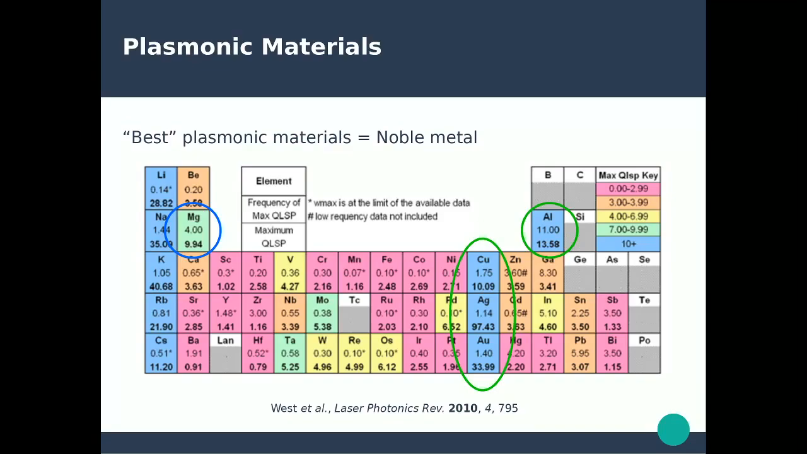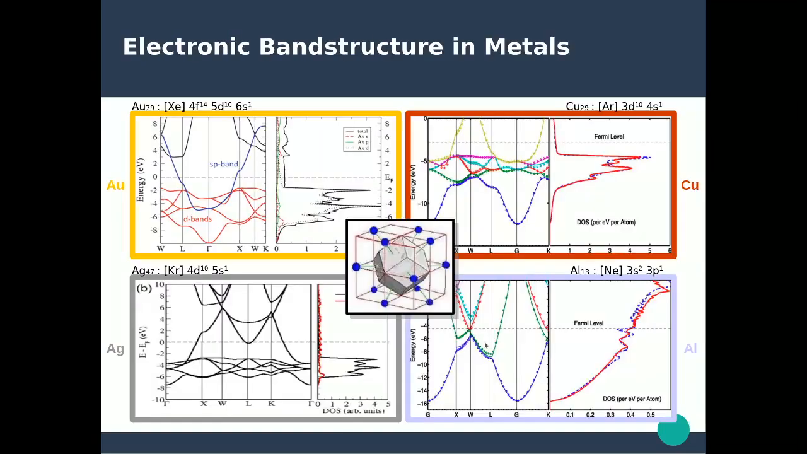So let's focus on those four major plasmonic elements: aluminum, copper, silver, and gold, and look at the origin of these plasmons. If you want to understand the optical properties of these plasmons, you need to understand where the plasmon comes from, and for this you need to go back to the electronic band structures in those metals. So these are the electronic band structures for gold, copper, silver, and aluminum.